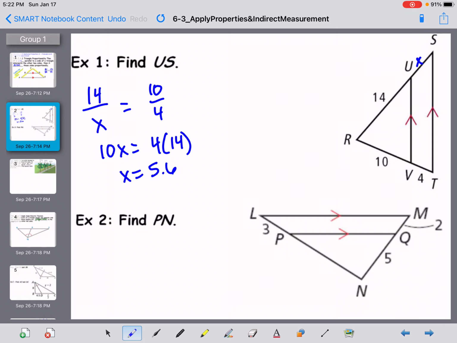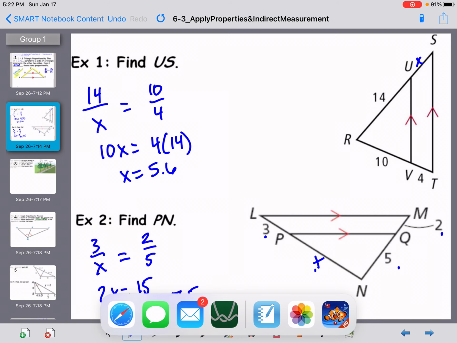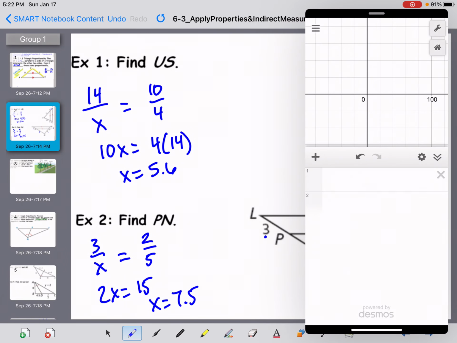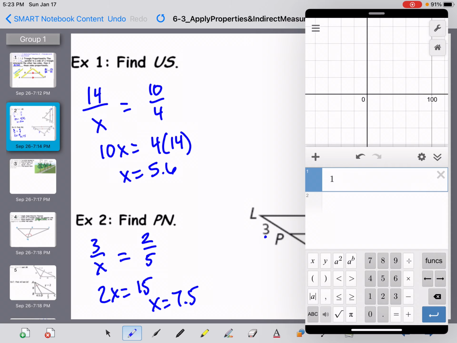You're going to get decimals. That's okay. So now I'm looking for PN. That's an x. Same kind of thing, but this time I'm going to go from this direction. This 3 and this x, 2 and 5. Cross multiply. 3 times 5 is 15, so I went ahead and just wrote that. This I can do in my head. X is going to be 7.5, and just because I want to make sure, 15 divided by 2, 7.5.